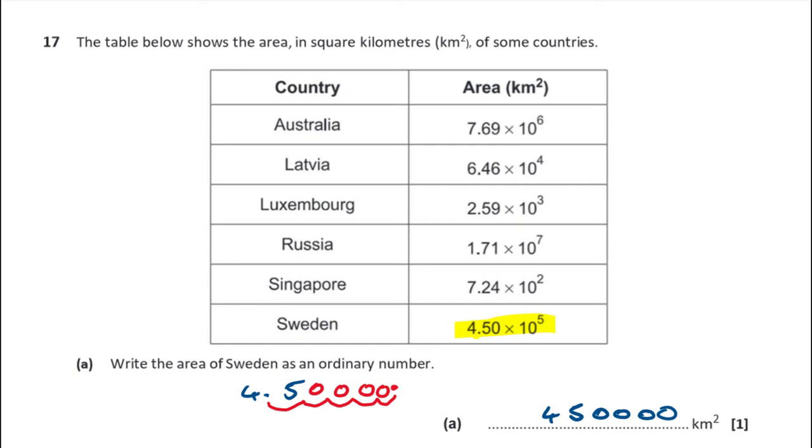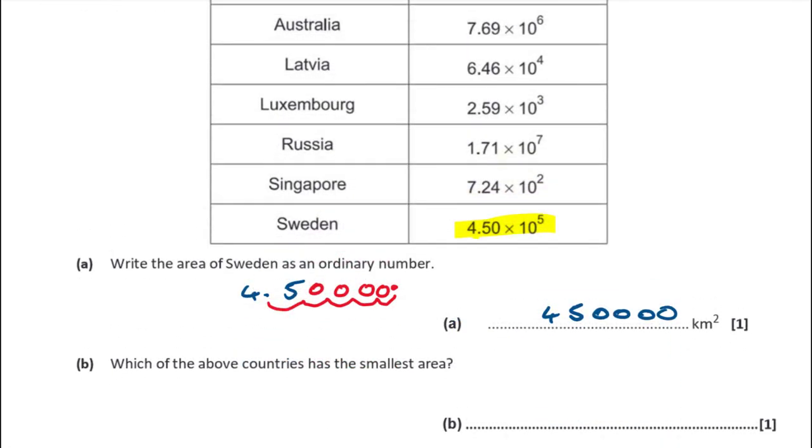The other way of thinking about it is 10 to the 5 is hundreds of thousands. 10 to the 6 is millions, isn't it? So that's 450,000. Part B says, which of the countries has the smallest area?